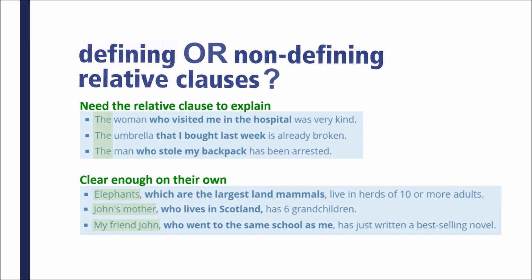If I mention John's mother, he only has one mother, then there's no need to define. Or the simplest case is when you have a name. Whenever you mention a name, we assume that the identity is clear enough and there's no need to define any more. So the difference between these two types is just whether you need to make things clearer.